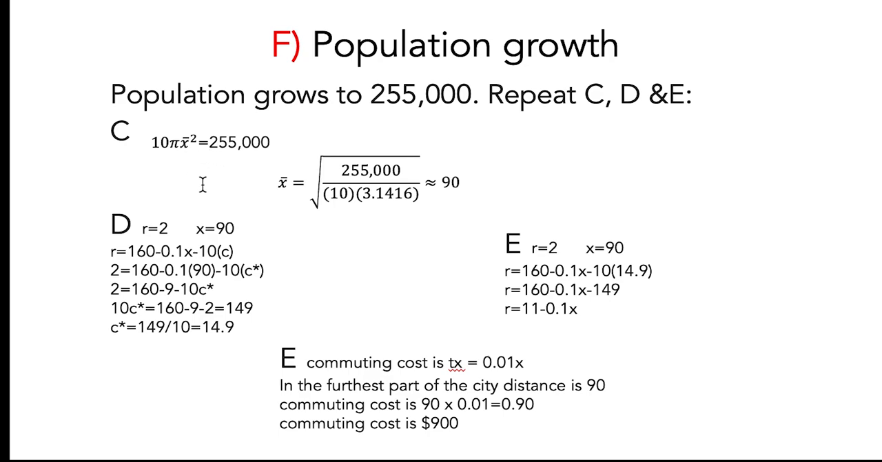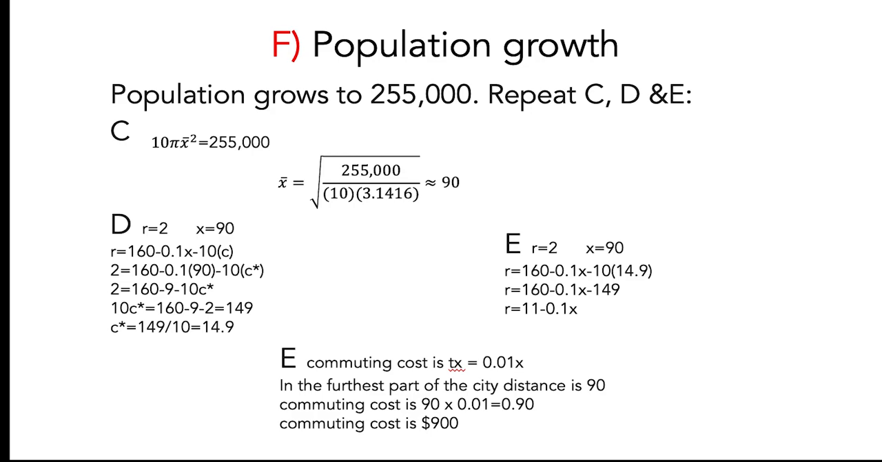To determine the size of the city that we need, we use this equation that basically is the area of the circle. So how much area do we need to fit 255,000 people inside? We solve for x, and we get that it would be equal to 90. Okay, now we are going to solve D.